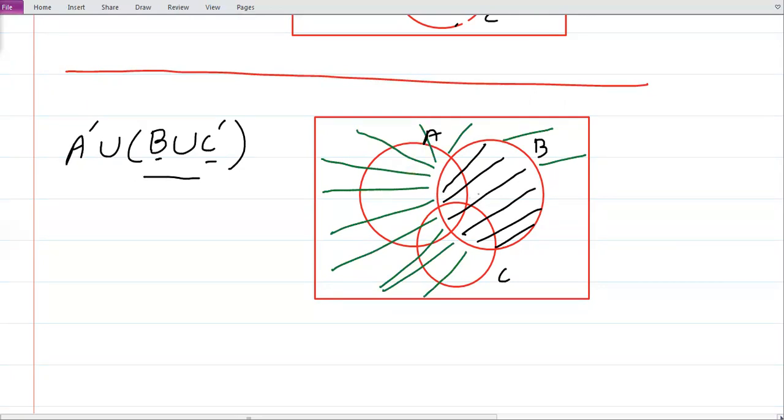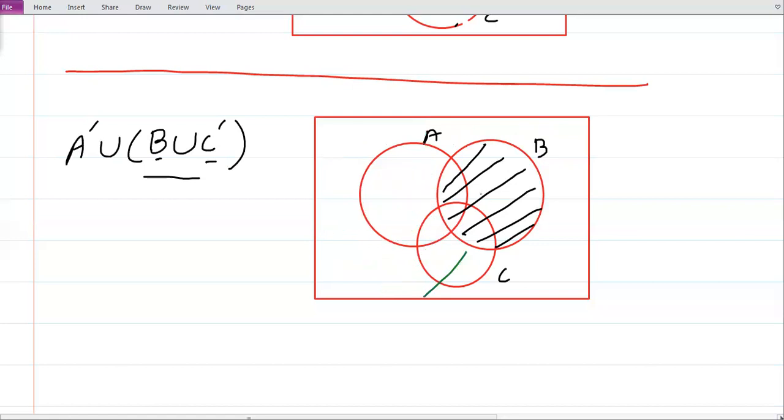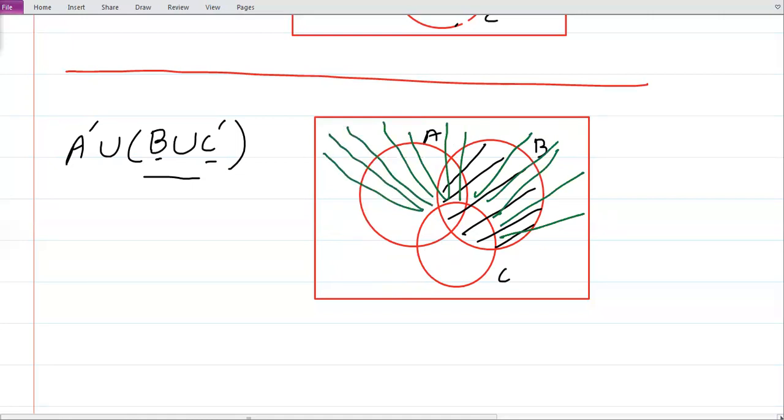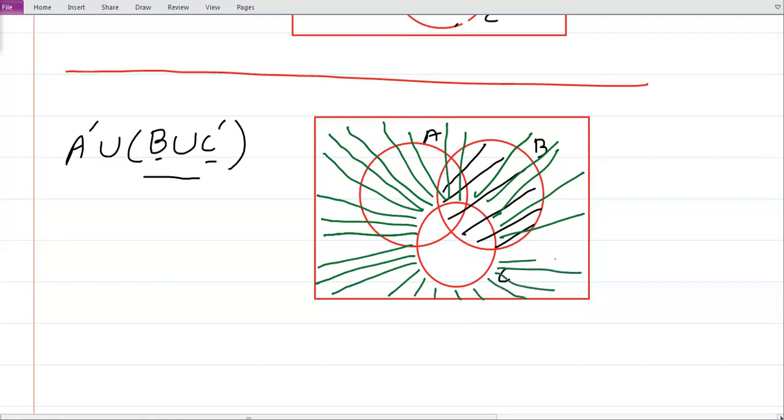Oh, I'm really sorry. I did outside the B. Okay, no problem. Outside the C, because C complement, so outside the C. It will be like this. Outside the C. This is outside the C. No, it's union, so no need to remove anything.